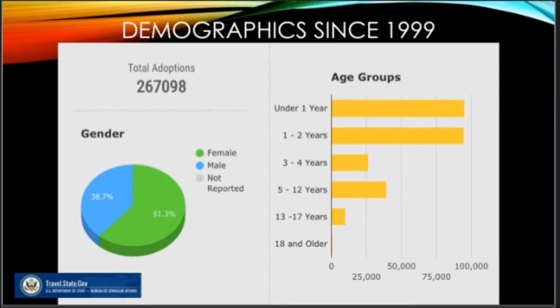Some of the demographics, again, over 250,000 kids since 1989 have been adopted. Approximately 61% of these have been female. A lot of that is partially due to the one-child policy in China that ran for close to 40 years. It's now been bumped up to a two-child policy since 2016, but we're still seeing a lot of the effects from that policy in our gender demographics. And the vast majority of the kids who've been adopted are being adopted under the age of 2 years old.